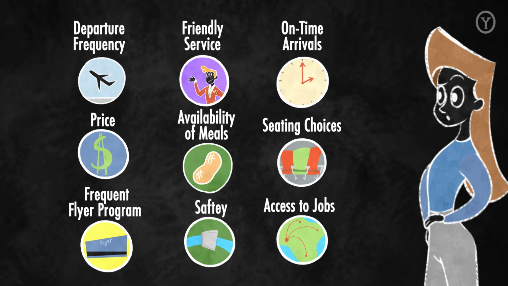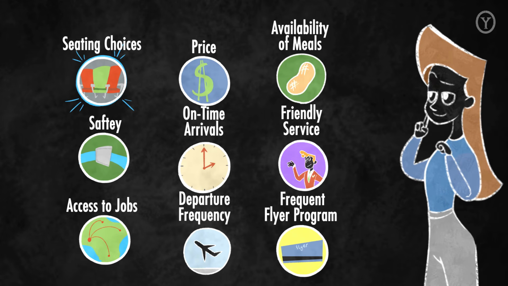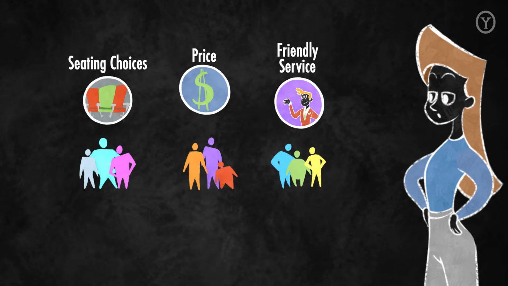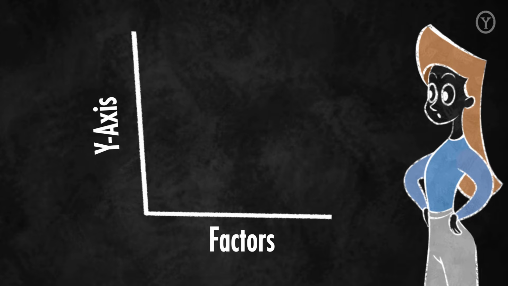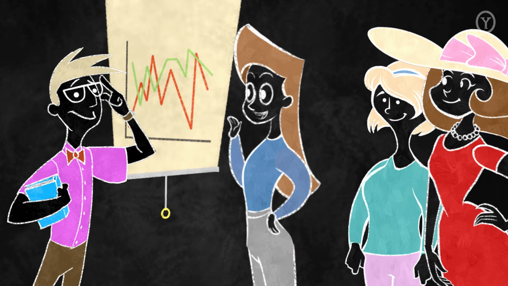Next, determine how important these factors are to customers. This allows you to arrange the factors from most to least important. You can also use this information to segment customers into groups with similar preferences. For the y-axis, rate the performance of companies on each of these factors. You could do this using market data, customer opinions, expert opinions, etc.